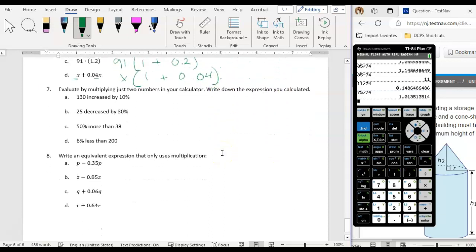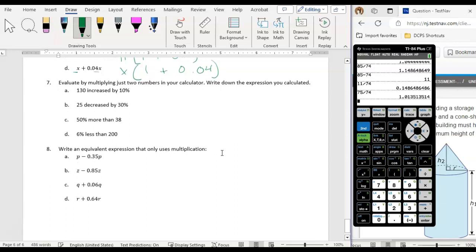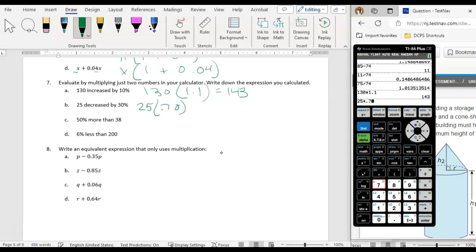All right. Number 7 says evaluate by multiplying just two numbers in your calculator. Write down the expression you calculated. So 130 increased by 10% means that we're going to do 130 times 1.1. So 130 times 1.1 equals 143. 25 decreased by 30% means that what is left is 70%. So 25 times 0.7 gives us our new value of 17.5.